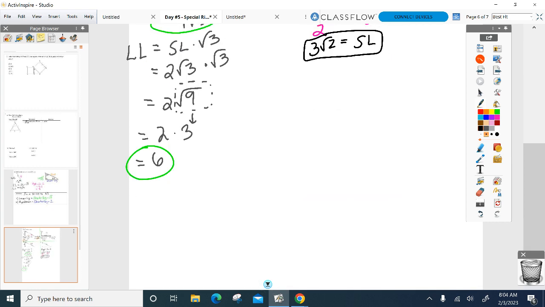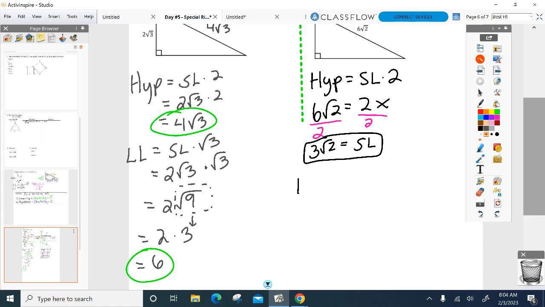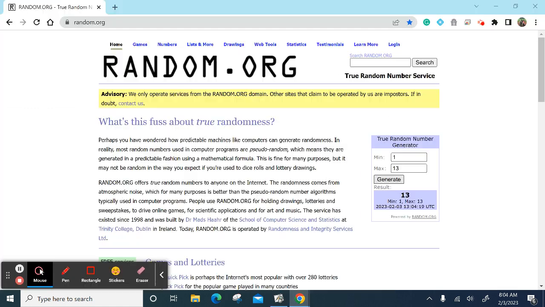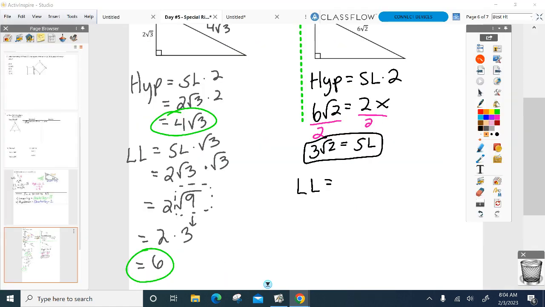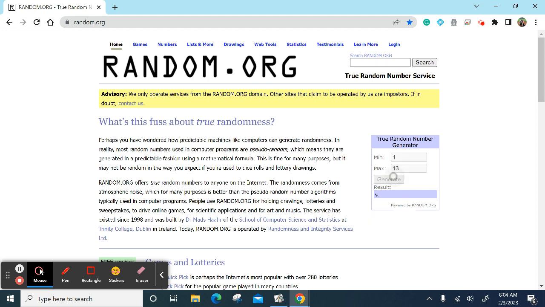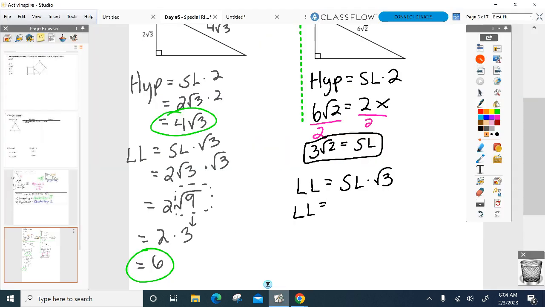All right, we ready? How about the longer leg? How do you find the longer leg in a 30, 60, 90? SL times radical 3. Oh, even getting a little street lingo there, huh? SL? We don't even need to say shorter leg anymore. You guys are getting a little street cred on me. The hard-hitting streets of Delmar. Yeah, south side.